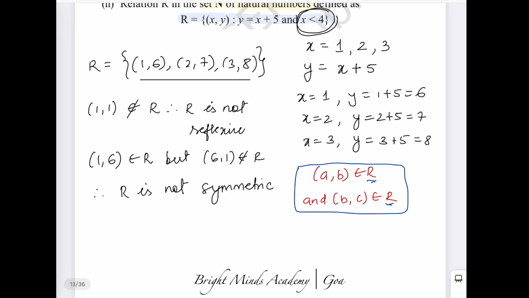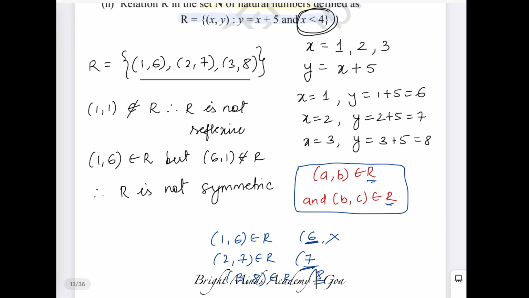Now this is the primary important thing that has to be present in R for you to prove or disprove transitivity. But if you see, such two elements are not there in R, because 1 comma 6 belongs to R, but there is no element that is starting with 6. There is no such element. At the same time, if you take 2 comma 7 belonging to R, there is no such element that starts with 7. At the same time, if you take 3 comma 8 belonging to R, there is no such element that is starting with 8.